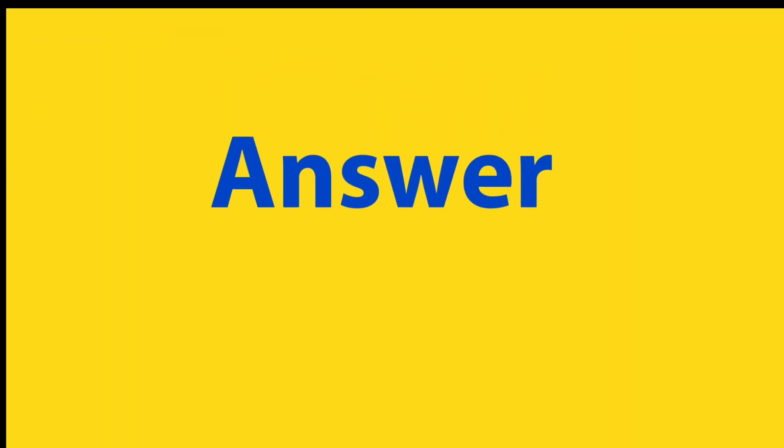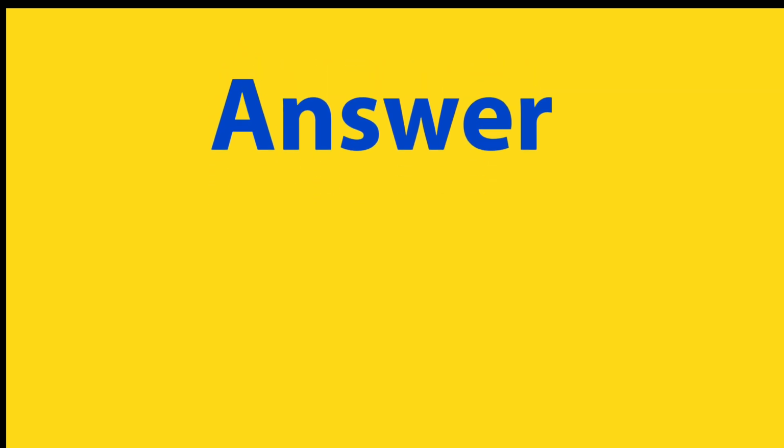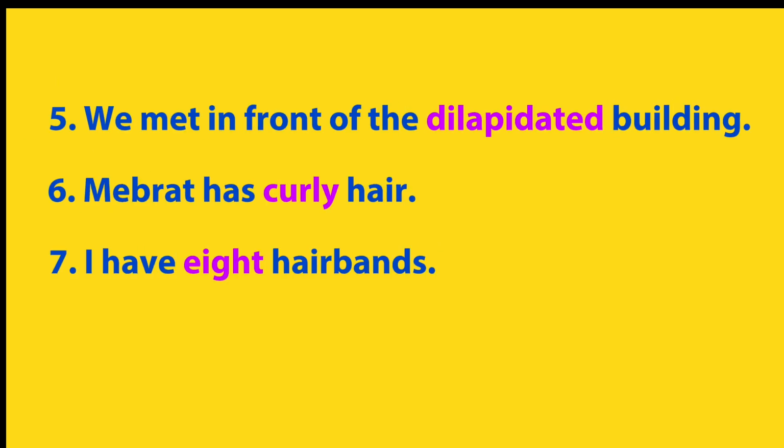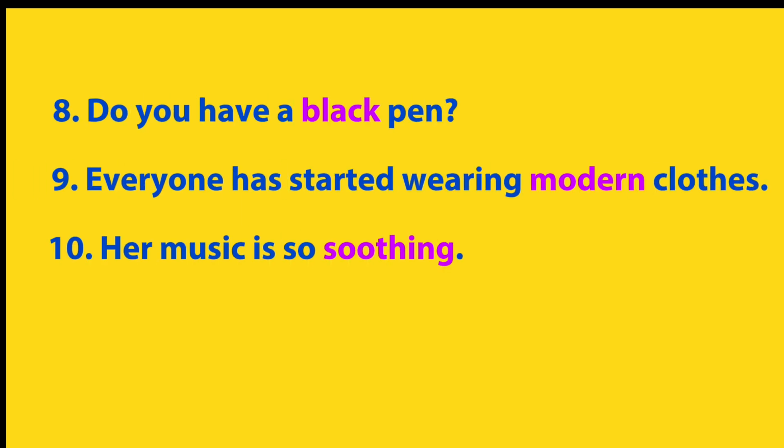Now, find out if you used the right words from the answers given below. 1. Mulu is sad. 2. The dogs have been barking continuously. 3. Alam is wearing a red dress. 4. She is as smart as her friends. 5. We met in front of the dilapidated building. 6. Miret has curly hair. 7. I have 8 hairbands. 8. Do you have a black pen? 9. Everyone has started wearing modern clothes. 10. Her music is so soothing.